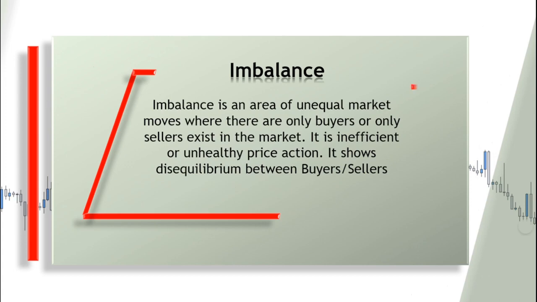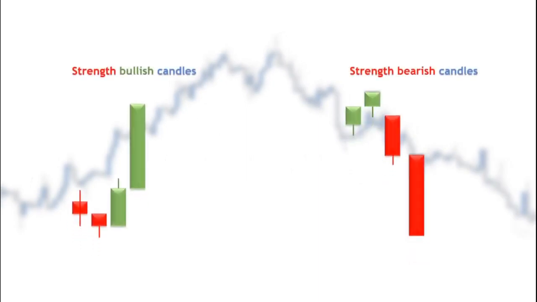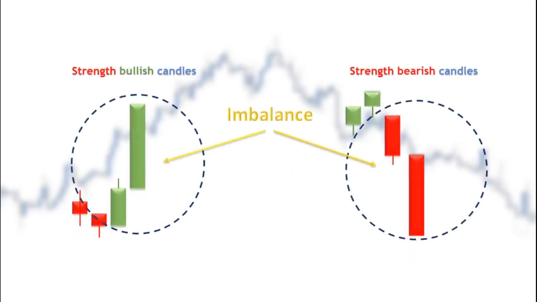The second principle of the smart money trading system is imbalance. Let us see its exact definition. Imbalance is an area of unequal market moves, where only buyers or only sellers exist in the market. It is inefficient or unhealthy price action. It shows disequilibrium between buyers and sellers. So an imbalance means unfair price action, which shows itself by drastic and strong bearish or bullish candles in the market. Here we can see examples of imbalances formed by the market.